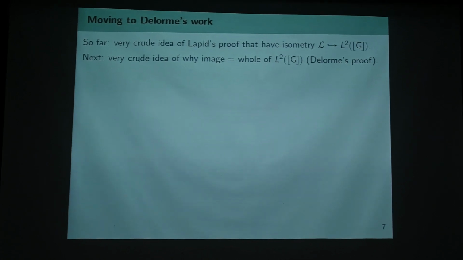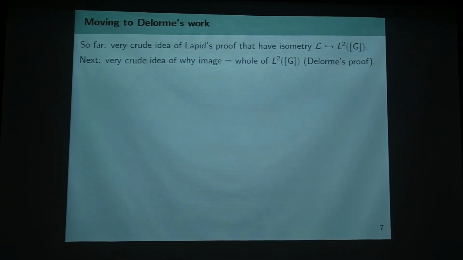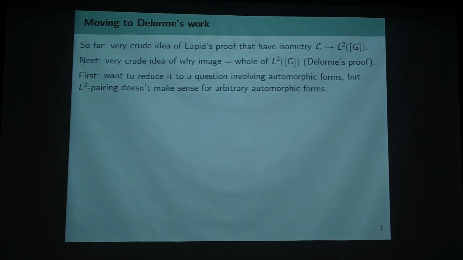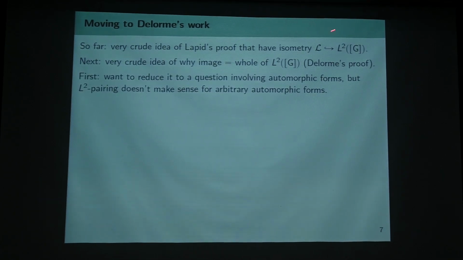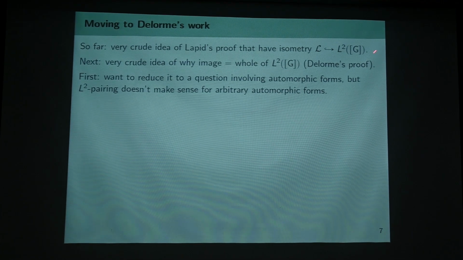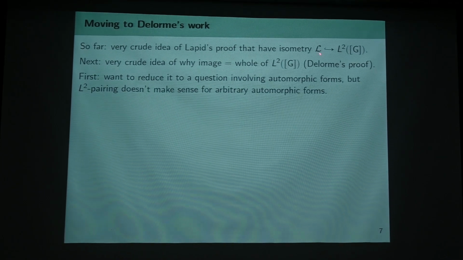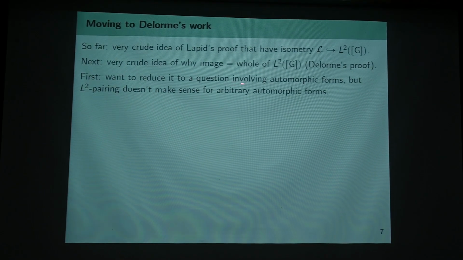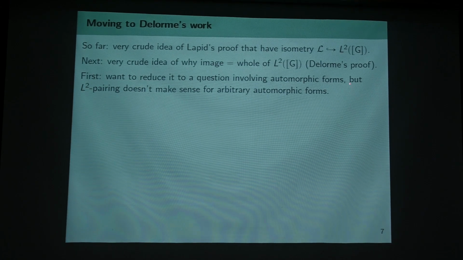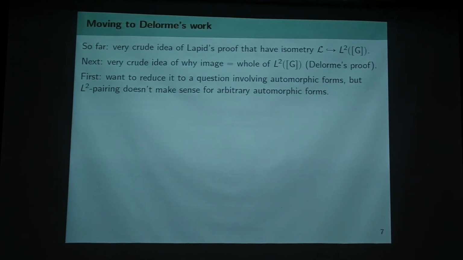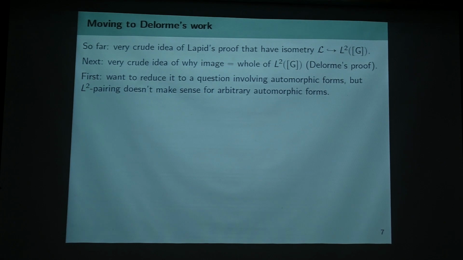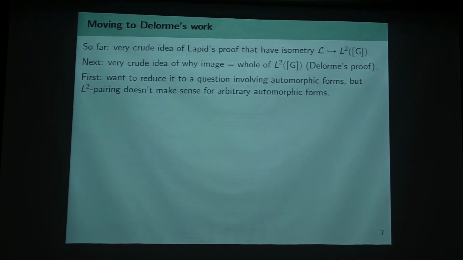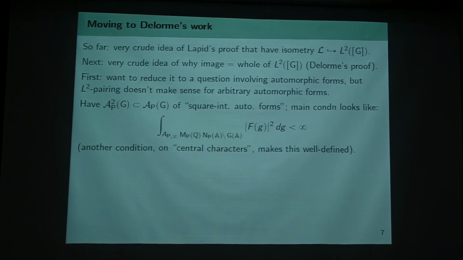So this is again going to be mostly independent of what I discussed in the Lapid's equation, though there will be some talk of exponents. Here, the statement itself does not involve automorphic forms. First we want to reduce it to some question involving automorphic forms, but you can't do an L2 pairing for arbitrary automorphic forms, because the inner product is not going to converge. Automorphic forms are not in L2. You can pair a slow growing automorphic form with a tempered automorphic form or something, but not otherwise.